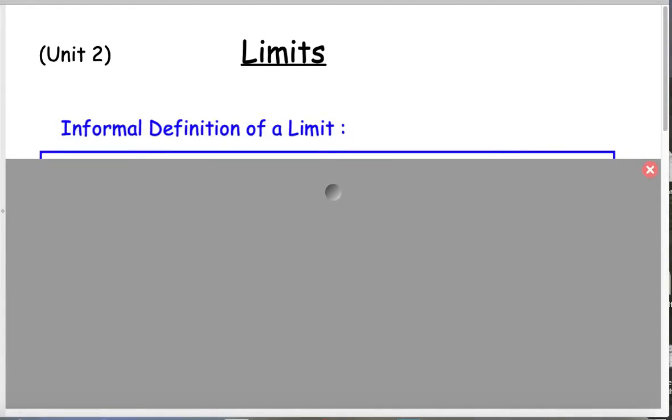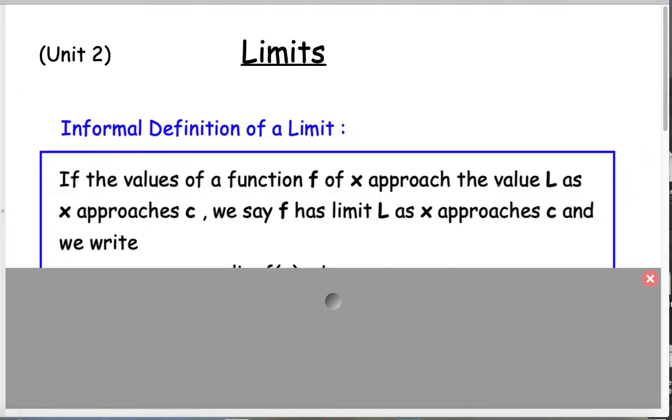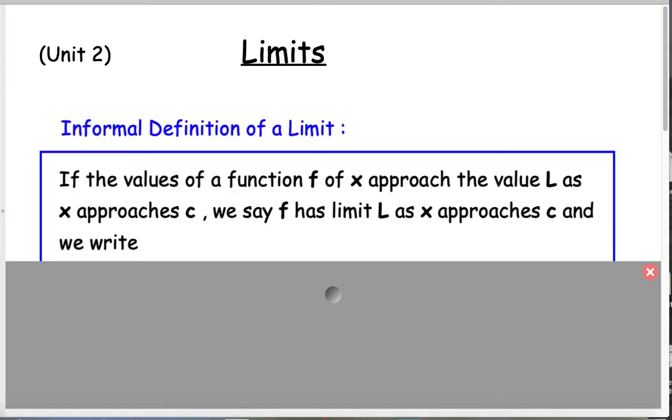So let's start with an informal definition of what a limit is. Sometimes in these definitions or theorems in math, you have to reread them a couple of times to make sure you understand everything. Every word that's in there has to be in there, and it's in there for a reason.